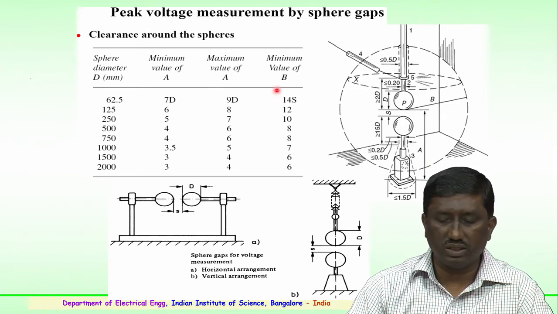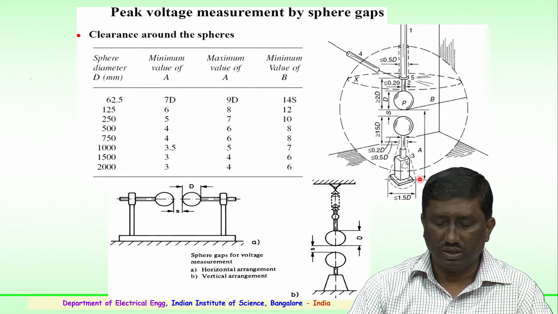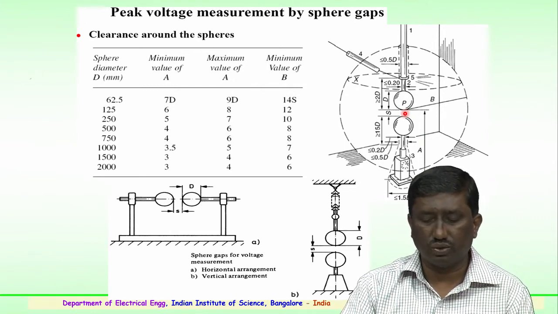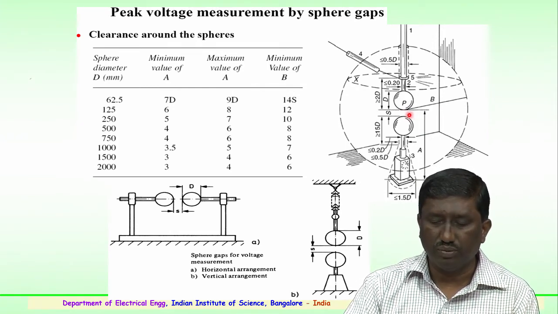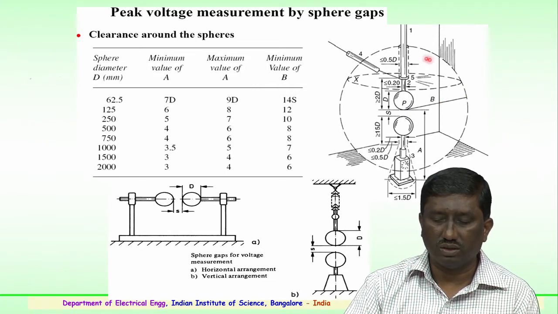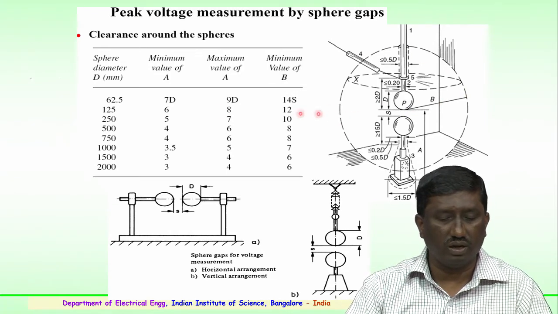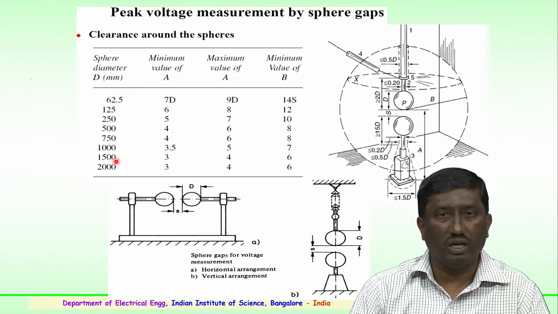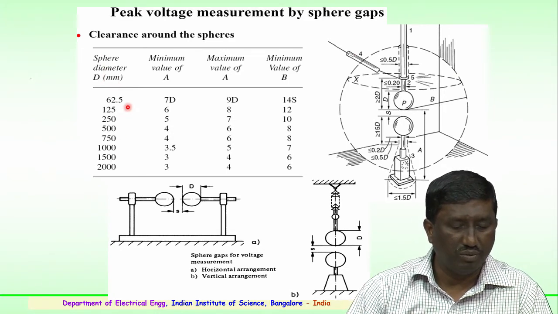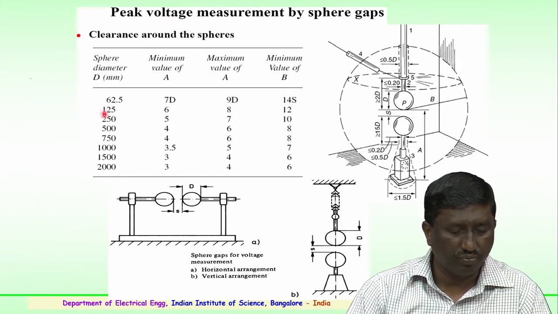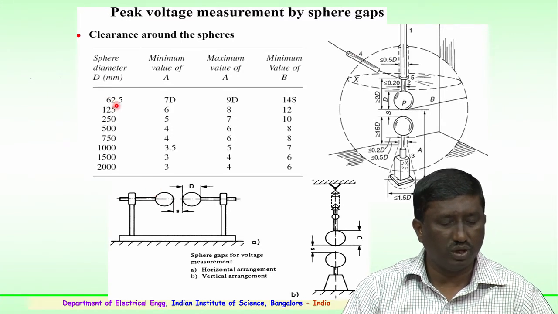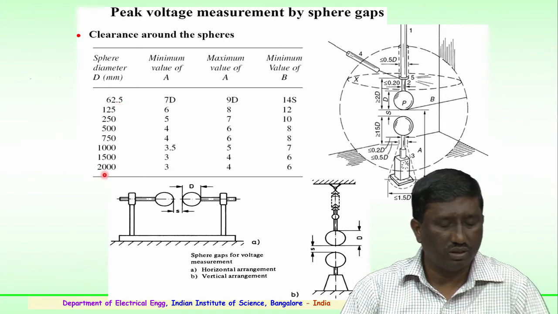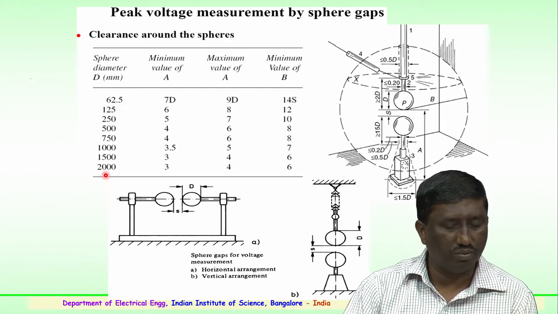The minimum clearances are defined here: A is the clearance from the ground to the point where the flashover could occur on the top surface. B is the minimum radius for the clearance required. You can see from the table the diameter in mm, this is the sphere diameter, ranging from 62.5 to 2000, or a 2 meter sphere gap assembly.